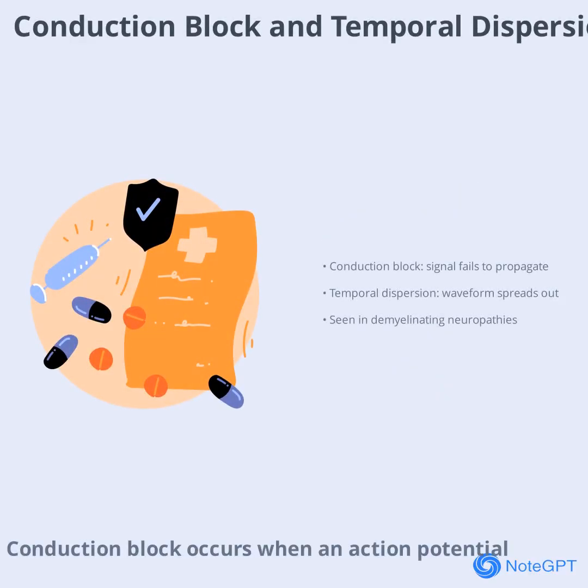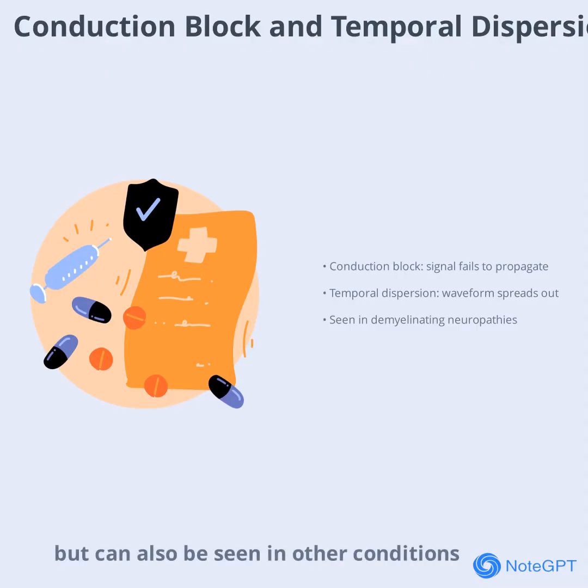Conduction block occurs when an action potential fails to propagate past a damaged segment, even though the axon is still alive. This is typically seen as a drop in the amplitude or area of the compound muscle action potential, CMAP, when stimulating the nerve at different points. Temporal dispersion, on the other hand, refers to the spreading out of the CMAP waveform due to differences in conduction velocity among fibers. This leads to a broader, less synchronized response. Both features are hallmarks of demyelinating neuropathies but can also be seen in other conditions, making careful interpretation essential.